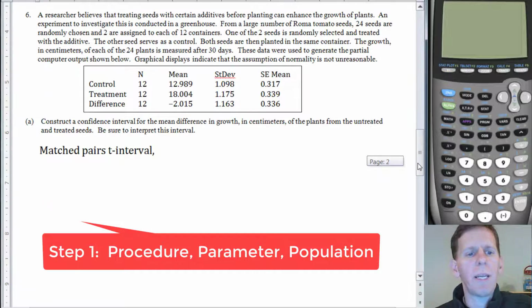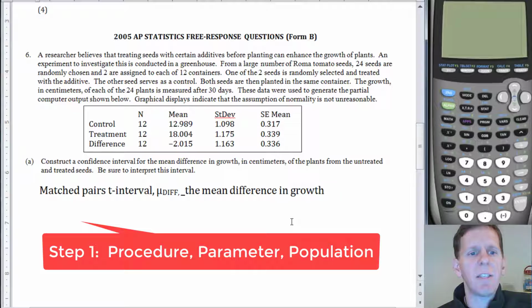So as we look at our reading here, you'll notice that it doesn't talk about means a whole lot, but it does mention it in the instructions. Construct a confidence interval for the mean difference in growth. So that's what we're working with here. Mu diff is the mean difference in growth.